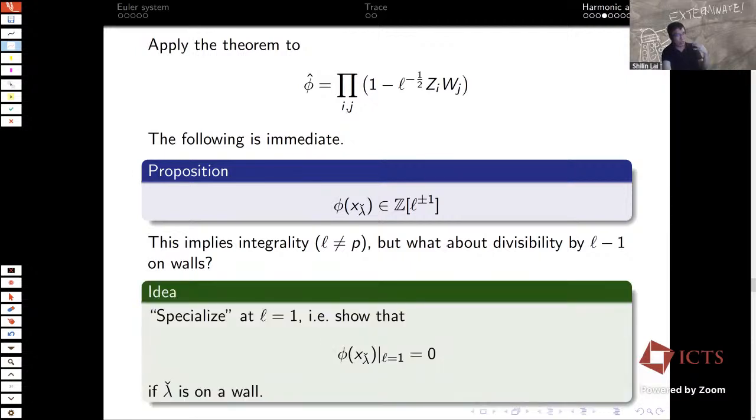To do that, we do a specialization argument. This was a polynomial function of L. We specialize L at L equals to 1. And this should say wall of type T in general. Okay, so we are reduced to this statement. We want to prove certain coefficients in a power series is equal to 0. And we do this by an anti-symmetry argument.